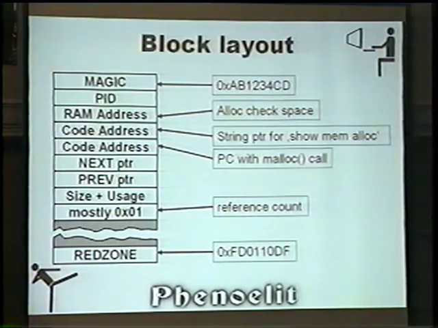Then you got your next pointer, previous pointer. You got a size field, how big the block is, and the most significant bit here says if it's in use or not. On top of that, you got a reference count, how many processes are referencing this block. So it's kind of double information, and nobody actually uses the reference count. And you get a red zone, which is a static canary. This is the one we just overflowed.